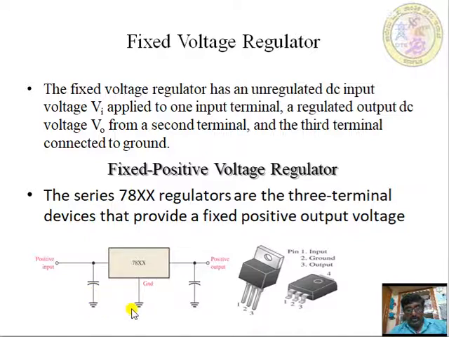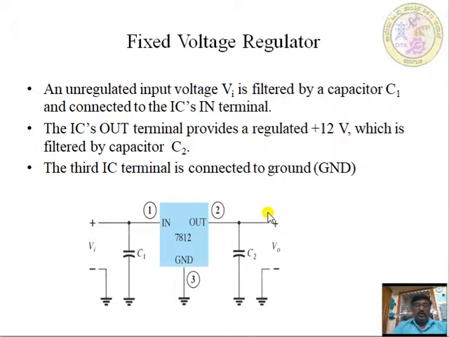The three terminals 1, 2, and 3. Regulators are three-terminal devices that provide a fixed positive output voltage. The unregulated input voltage Vi is filtered by the capacitor and connected to the IC input terminal. The IC output terminal provides a regulated 12 volts, which is filtered by a capacitor. Regulators are used when we have less voltage, which can be increased up to a maximum voltage of 12 volts.